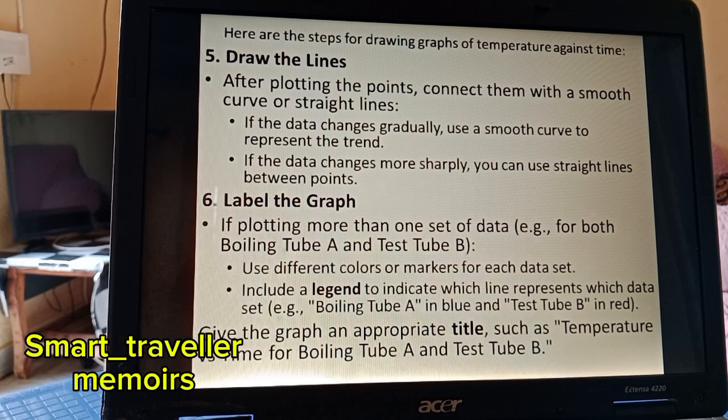Label the graph. If plotting more than one set of data, for both boiling tube A and test tube B, use different colors or markers for each data set. Include a legend to indicate which line represents which data set: boiling tube A in blue and test tube B in red. Give the graph an appropriate title, such as temperature versus time for boiling tube A and test tube B.